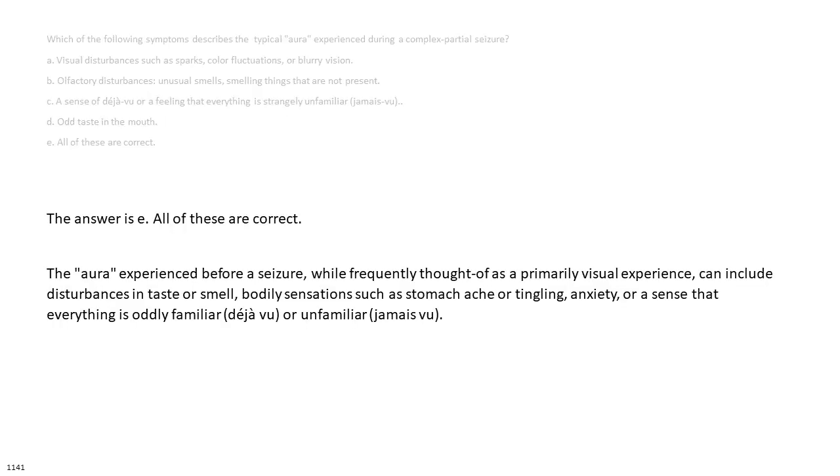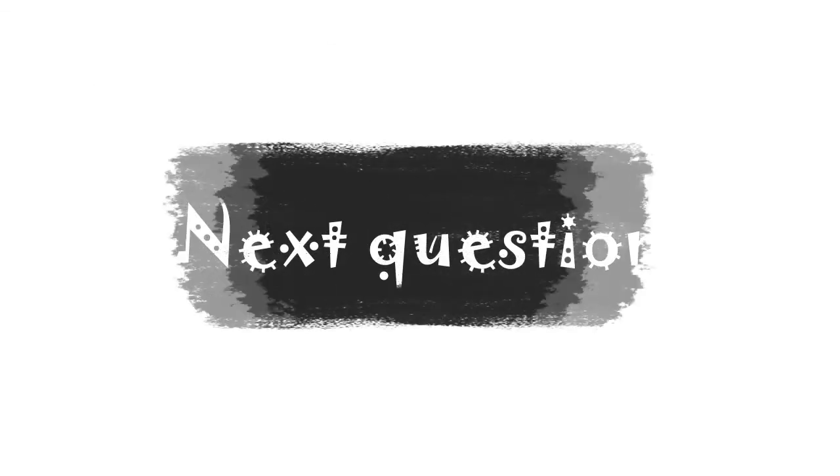The answer is E. All of these are correct. The aura experienced before a seizure, while frequently thought of as a primarily visual experience, can include disturbances in taste or smell, bodily sensations such as stomachache or tingling, anxiety, or a sense that everything is oddly familiar, déjà vu, or unfamiliar, jamais vu.